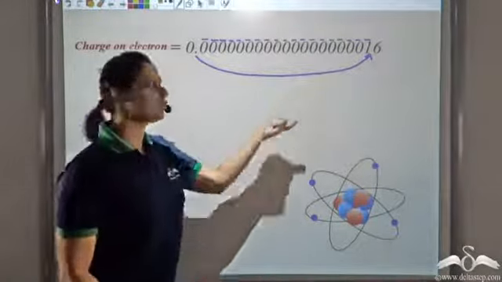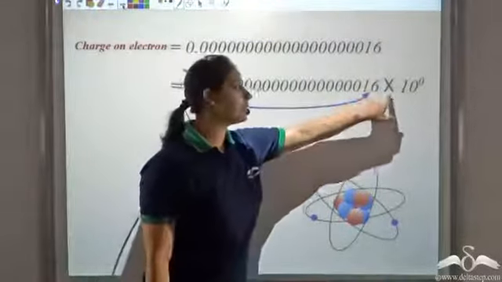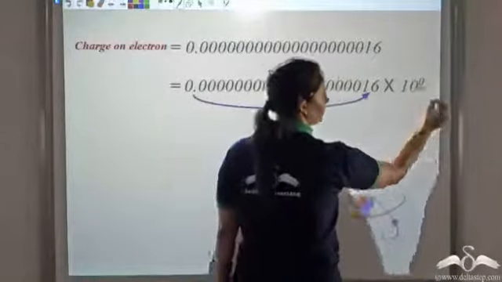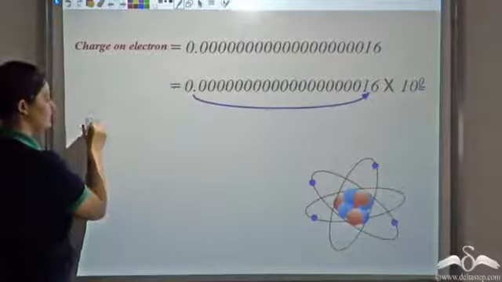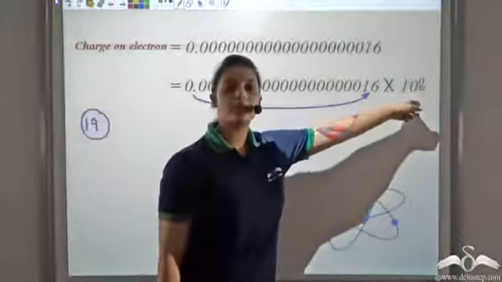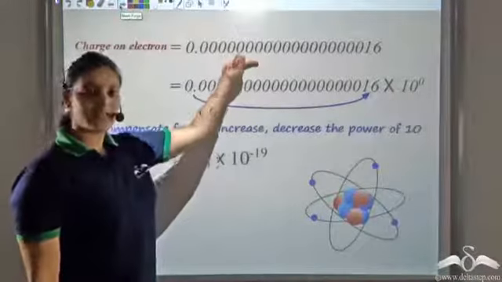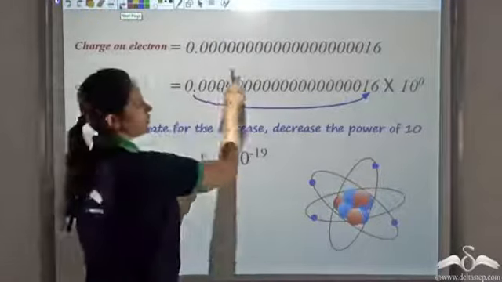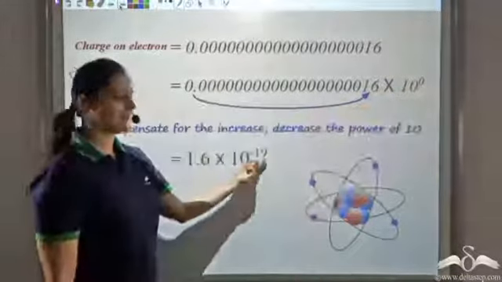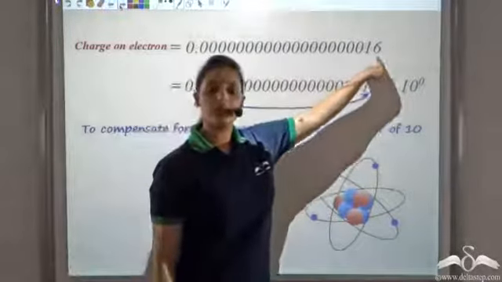So this is where I want the decimal. Now to compensate for this increase, what I need to do is decrease the power of 10. By how many times? 19 times. Since I moved the decimal 19 places, I need to decrease the power of 10 by 19 times. So this number can be expressed in scientific notation like this. You shift the decimal, it becomes 1.6. You decrease the power of 10 19 times. So it is 10 to the power minus 19 because you moved the decimal 19 places to the right.